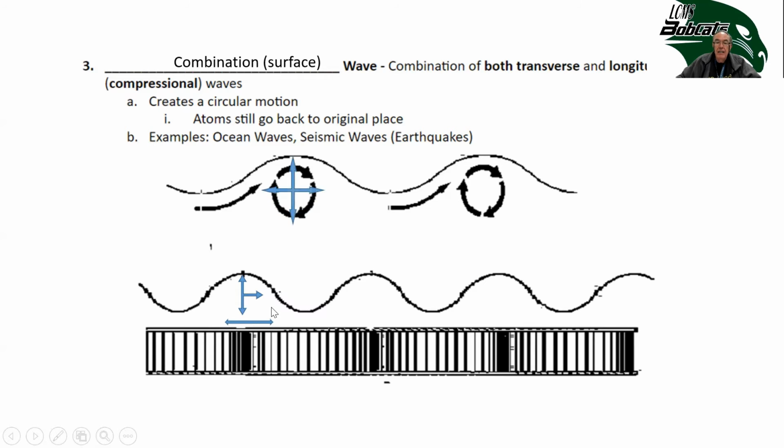Well, if we combine these two motions, the up and down and the back and forth, if you're a particle and you have to get from here down to here, but also from here to here, you're going to end up going in a circle, because you have to go over here, down over here, and then back around. So with these combination waves, the matter ends up moving in a circular motion as the wave goes through.